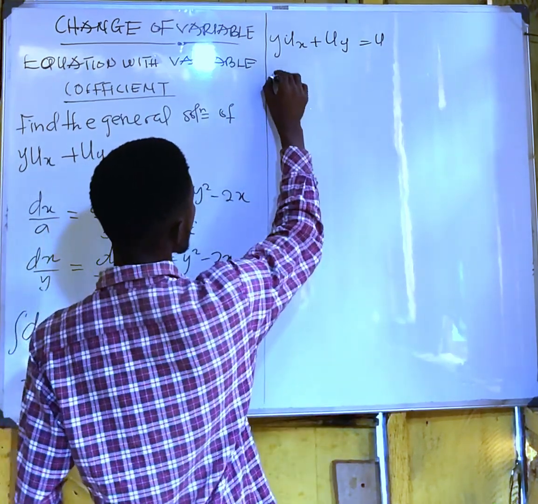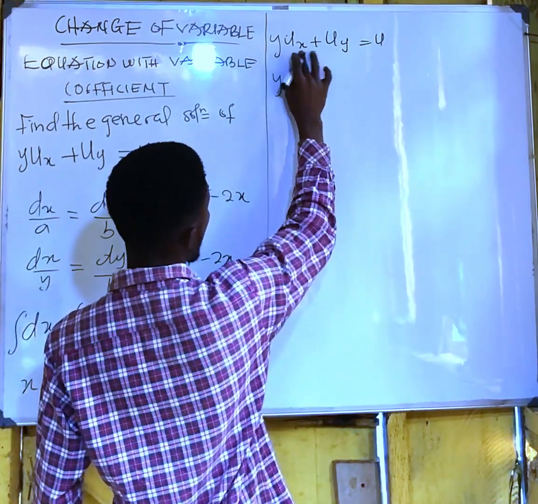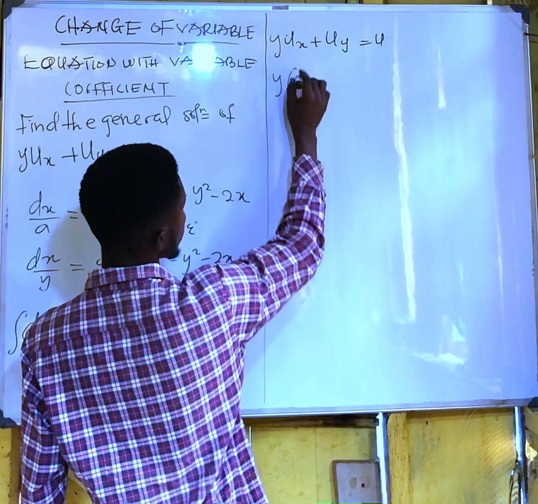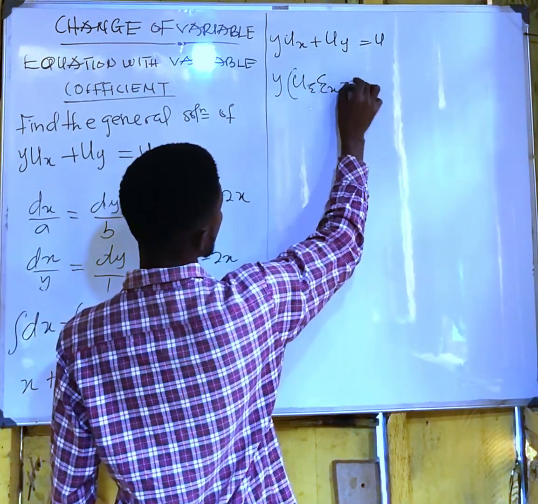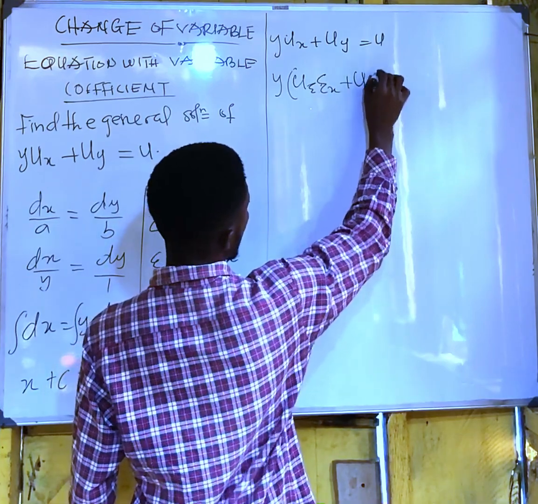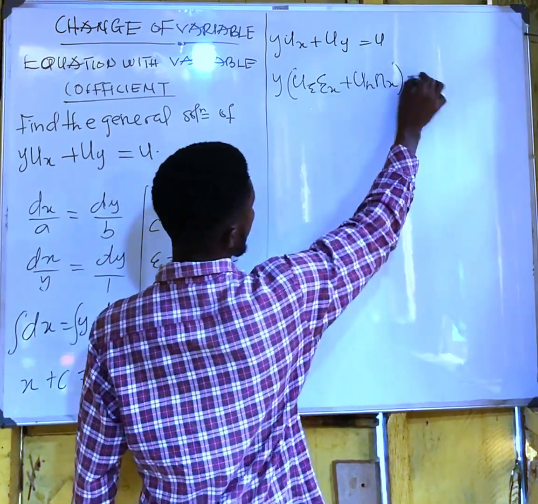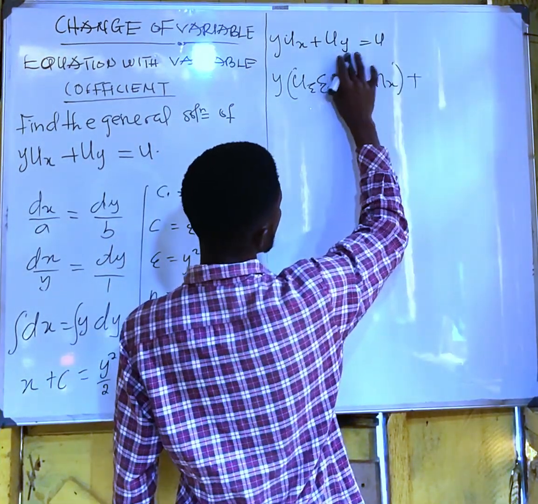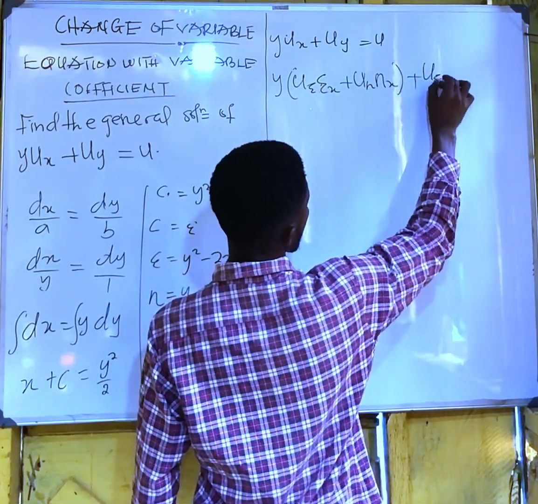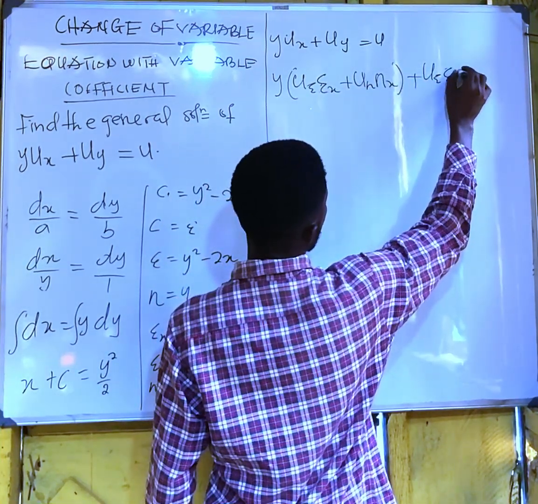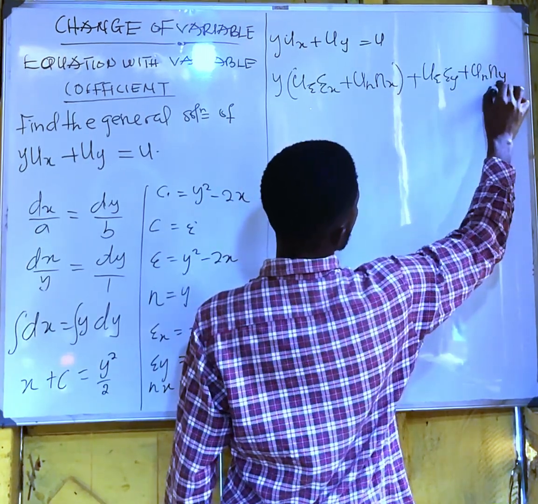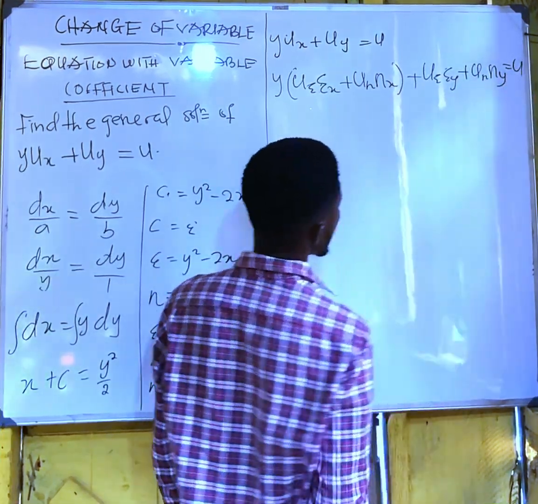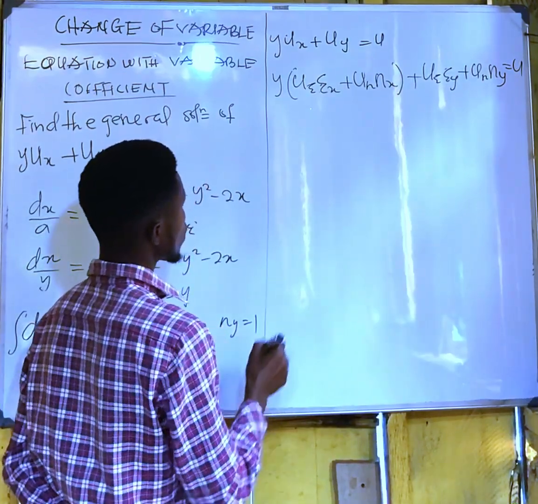So here I have my y bracket open. Now I'm writing this straight. Ux will be written as well. u_ξ ξ_x plus u_η η_x plus u_y will be written as what? u_ξ ξ_y plus u_η η_y equals u. Is that okay? Very good.